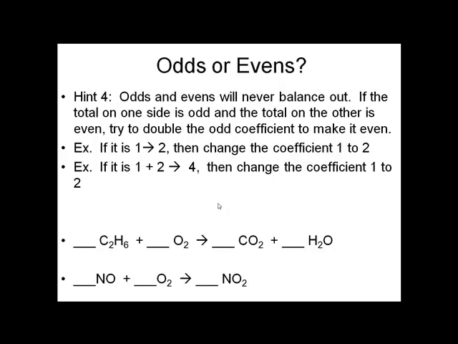Hint number 4, odds and evens. They will never balance out. If the total on one side is odd and the total on the other is even, try to double the whole equation, and that will allow us to balance it. Let's take a look at our first example.